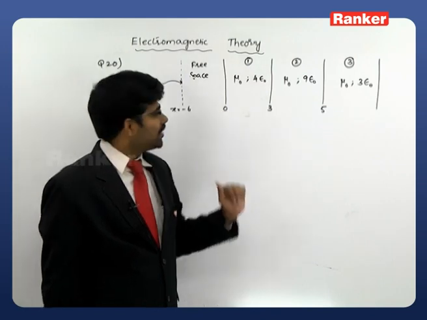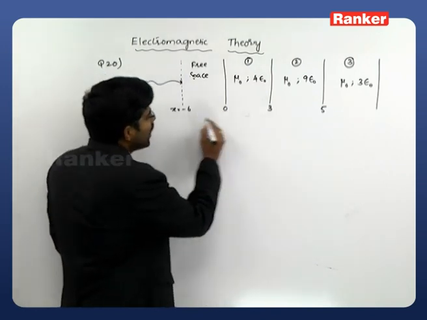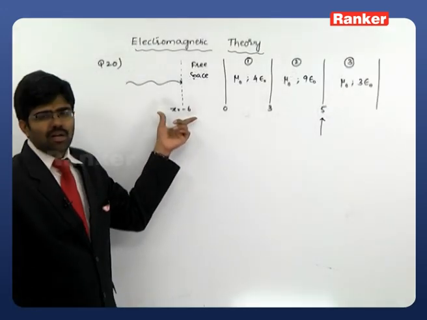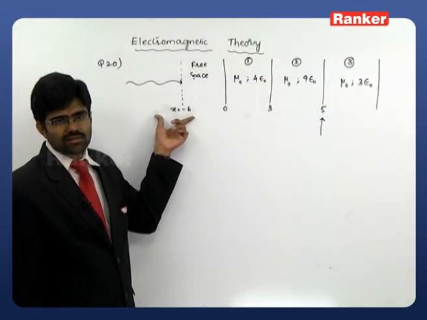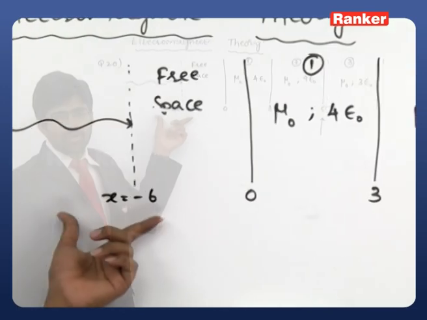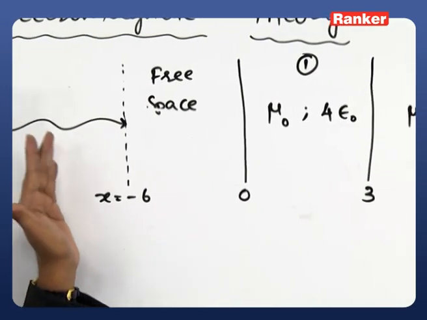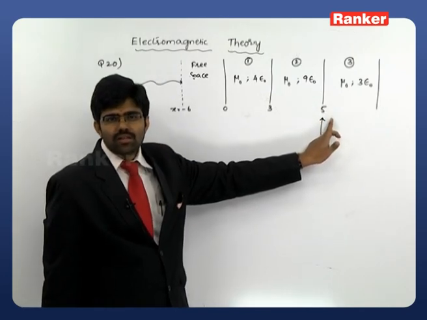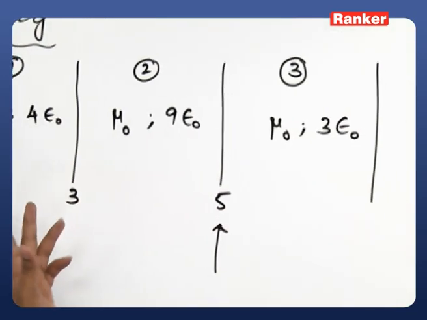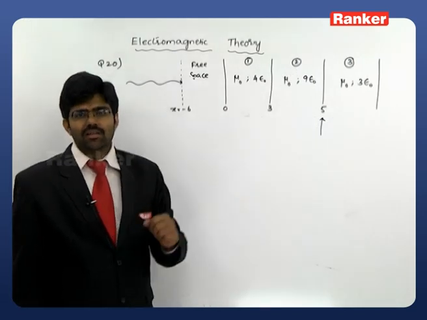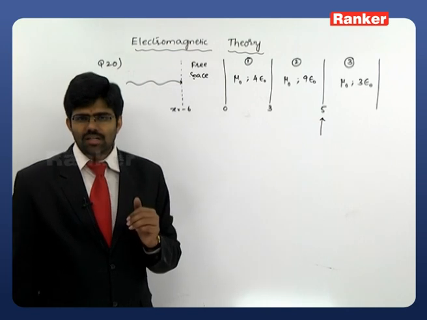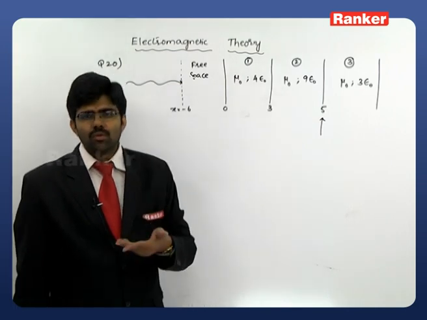We are supposed to calculate how much time it will take to reach this interface after the wave hits the medium at x equals minus 6. That is, we calculate the total time taken by the wave to reach this interface, right? This is a simple problem if you understand it properly. How can you calculate the time with the help of distance and velocity? Directly we have a relation: time equals distance by velocity.